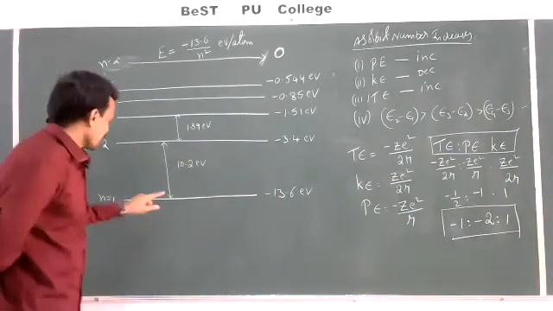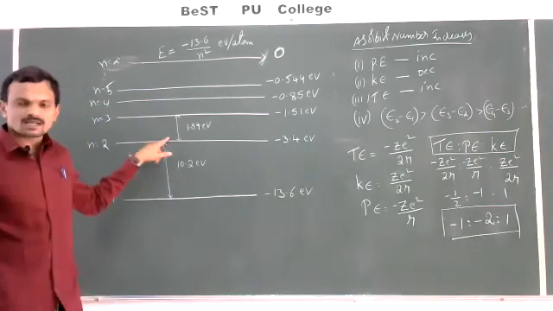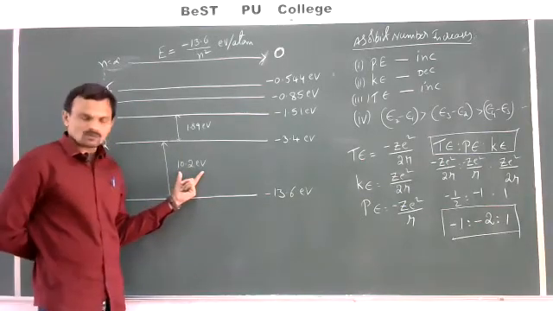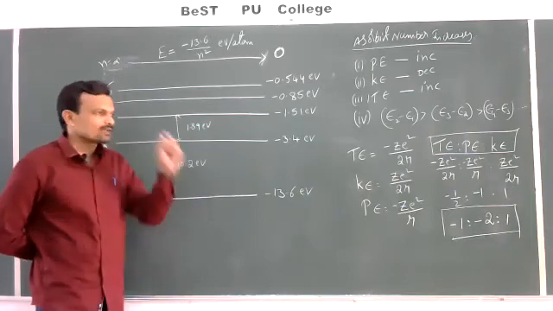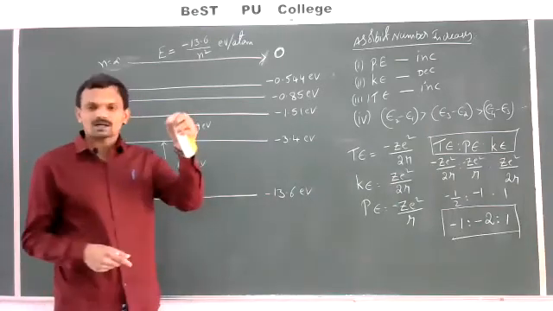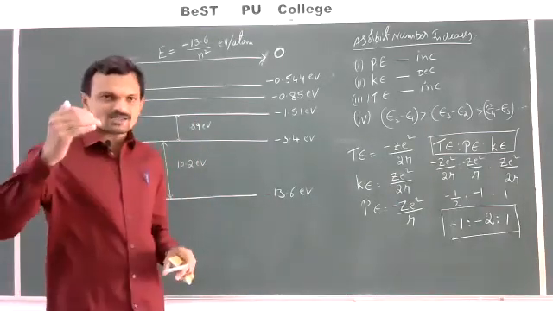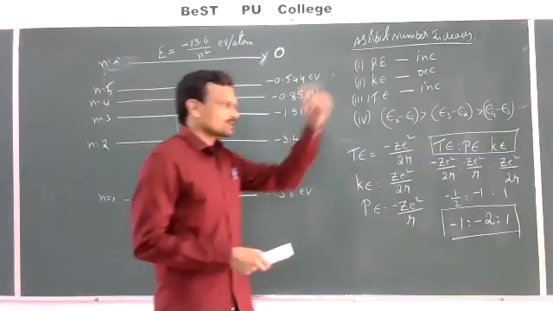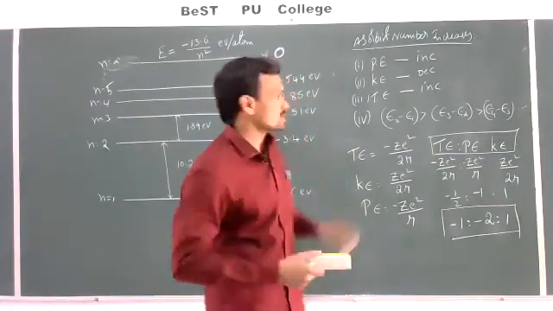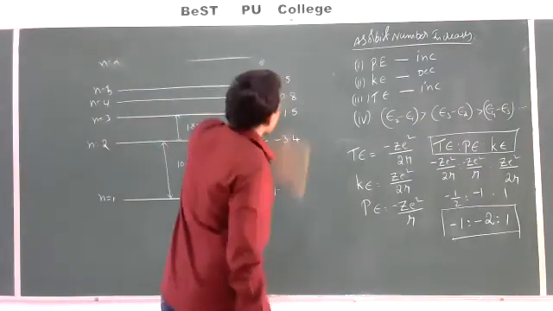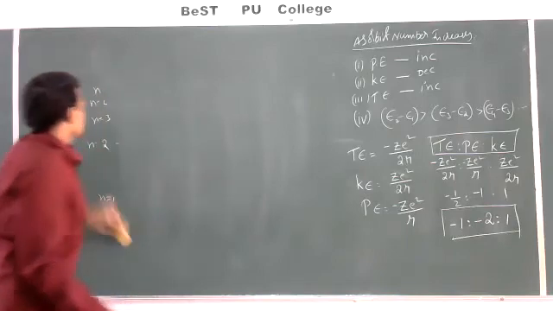For example, the electron jumps from the first orbit to the second orbit. The energy you have supplied is 10.2 electron volts. Here the potential energy of the electron is increased by 20.4 electron volts, and the kinetic energy of the electron is decreased by 10.2 electron volts. The total energy is increased by 10.2 electron volts. That is the reason. So this is about variation of energy with orbit number. Now let us see how the radius varies with orbit number.